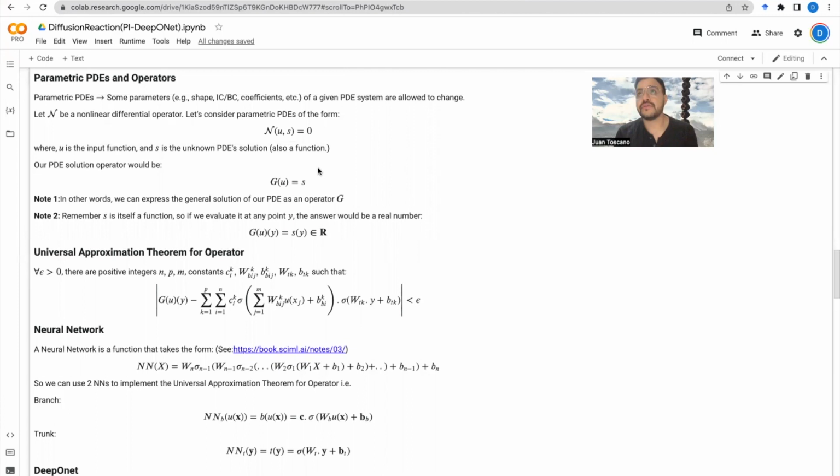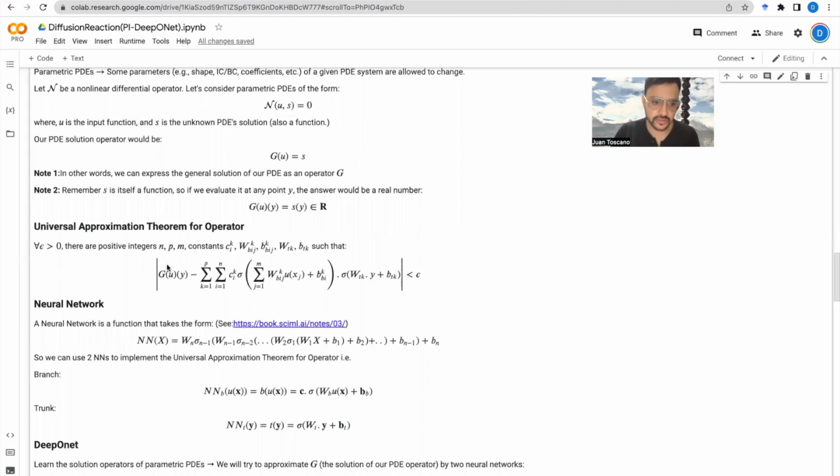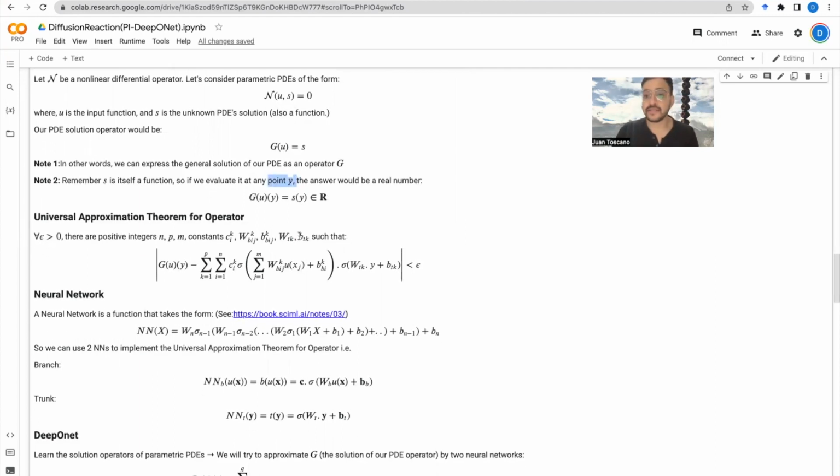We know we want operators to solve PDEs in a general way. In other words, we need operators to solve parametric PDEs. But how to get those operators? For that we have the universal approximation theorem for operators. Here, let's pay attention to this G of u of y. If we observe the output of an operator, it's a function, in this case G of u. And if we evaluate a function at any point, let's say y, then we would obtain a real number. That's one fact that we will use to approximate any operator.